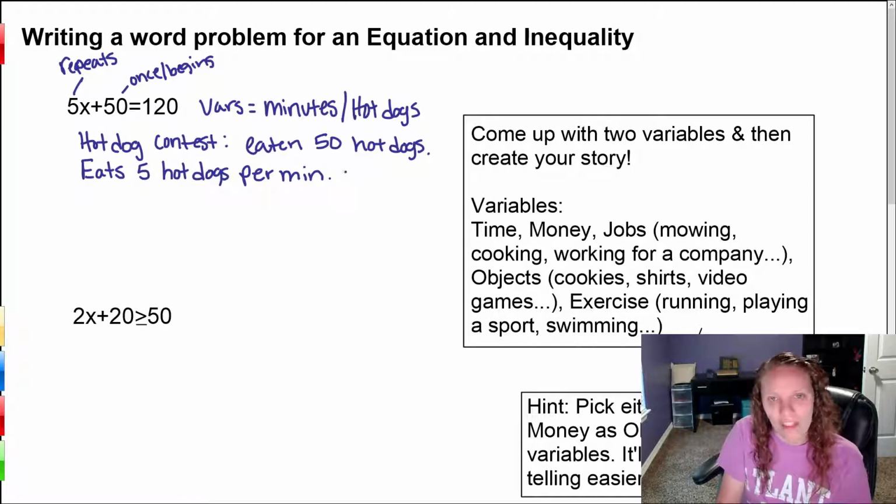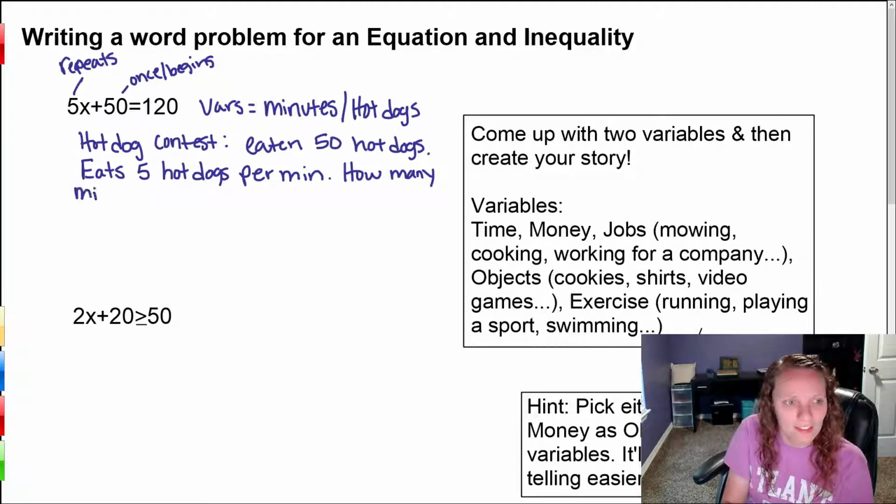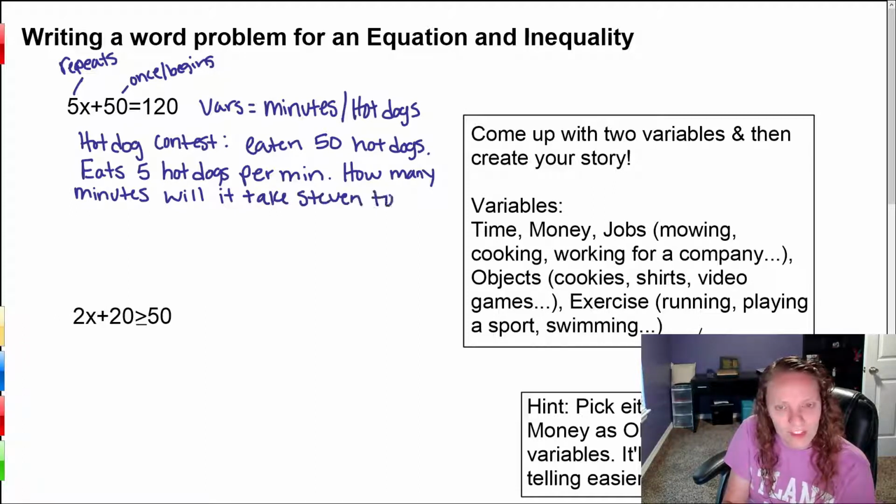How long, so we need to ask a question now. So let's see, how many minutes, because one of my variables is minutes, will it take Steven to eat a total of 120 hot dogs?